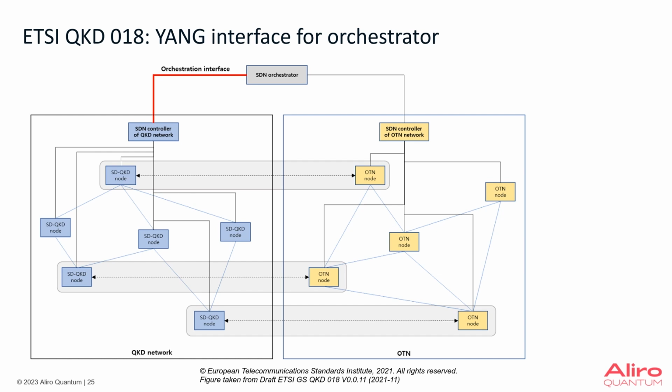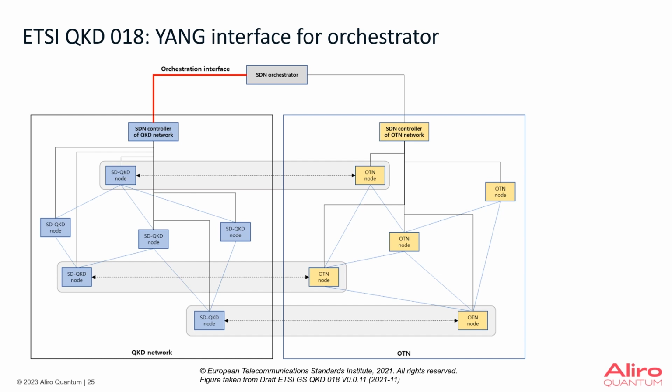For example, an end user could ask for a key delivery session between, say, Amsterdam and Brussels with a key rate of 5 kilobits per second of key material per second. And it's the job of this orchestrator to make this happen across multiple management domains. In this slide, there are two management domains. There's the quantum network management domain on the left and the optical transport network management domain on the right.